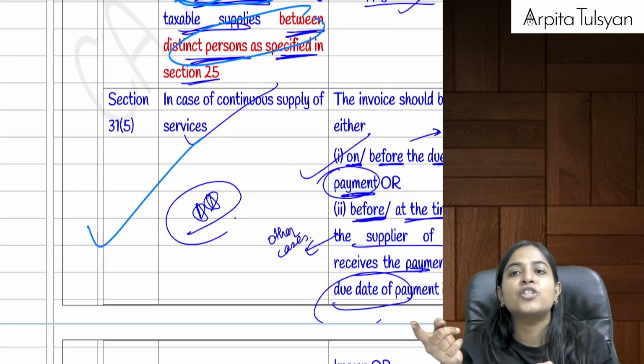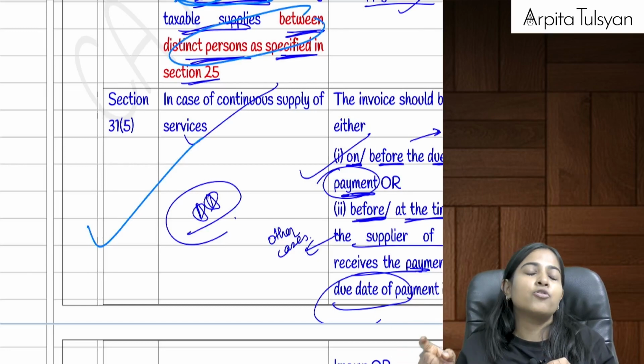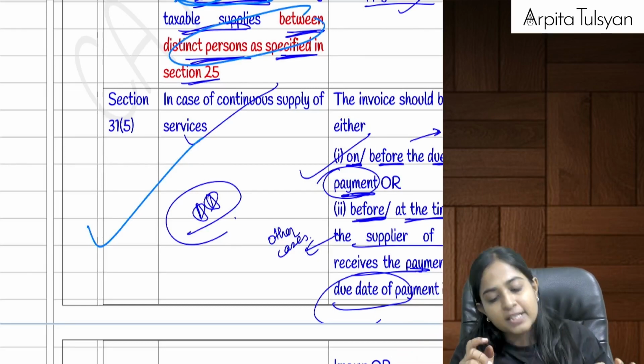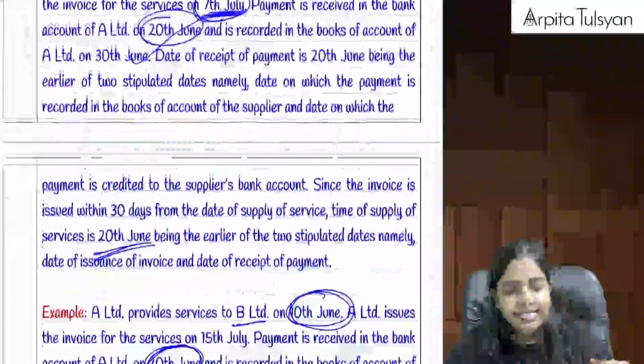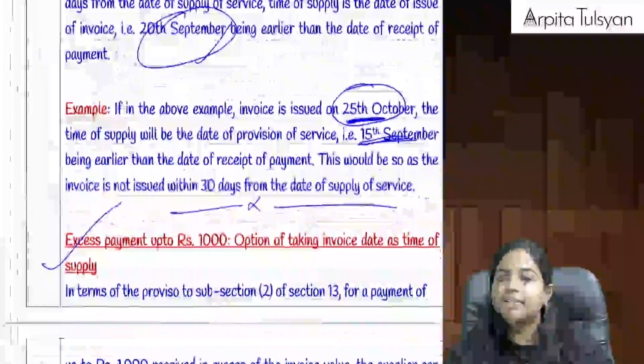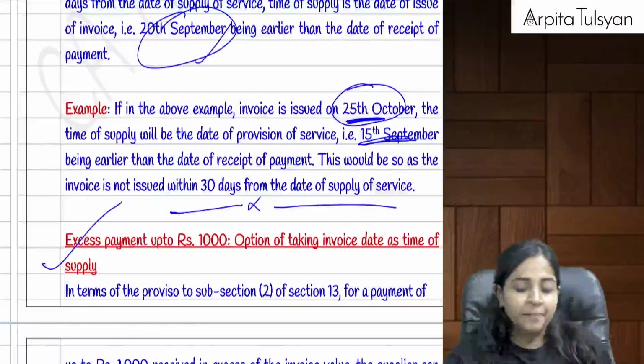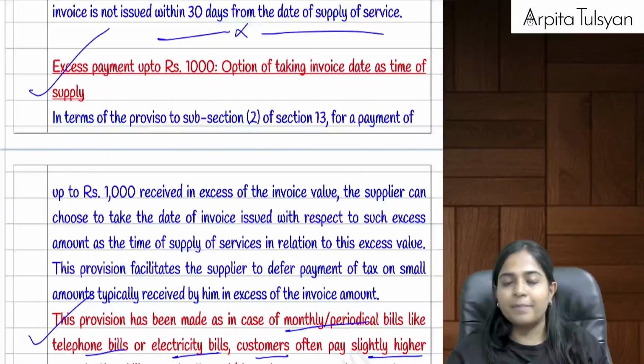If the invoice was issued late, then date of provision of service or receipt of payment, whichever is earlier. Are you clear with this? Yes, some examples are given so that whenever you are doing it for the first time, the concept becomes very, very clear.